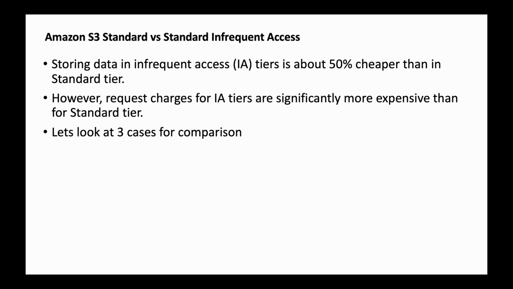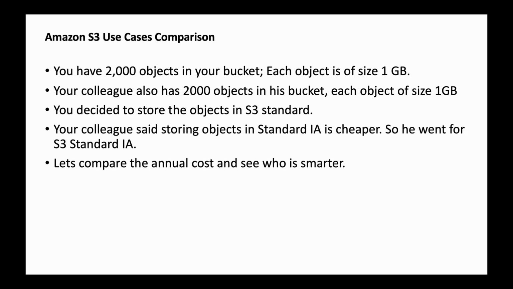So let's take three use cases, but the base assumptions are you have 2000 objects in your bucket. Each object is of size 1 GB and your colleague also has 2000 objects in his bucket. Each object is of size 1 GB. You decided to store the objects in S3 Standard and your colleague decided to store the objects in Standard Infrequent Access. Now let's take three different cases and see in each of these cases which one is more cost effective with respect to the annual cost.